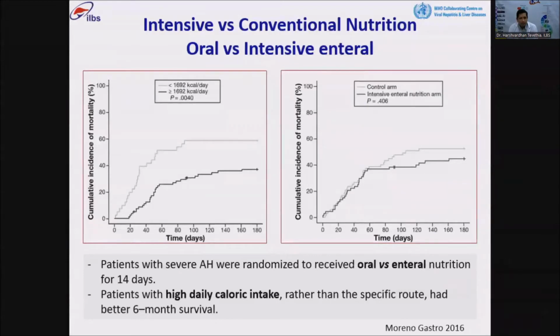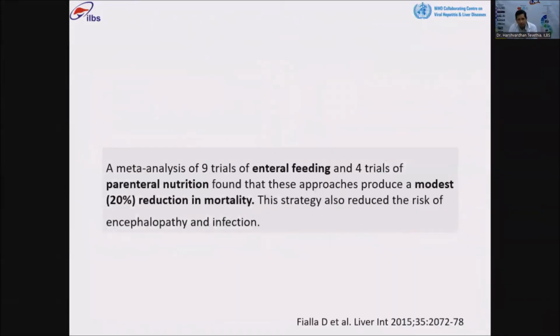And what they realized was that patients who had a higher calorie intake, even though this study did not show a significant difference, did show a reduction in mortality in the group of patients who were fed well. Eventually, a few meta-analyses have been done, and some of them have shown a decrease in mortality of close to 20%. The problem that comes with alcoholic hepatitis is how to feed the patient, because the tolerability of feed in such patients is difficult.